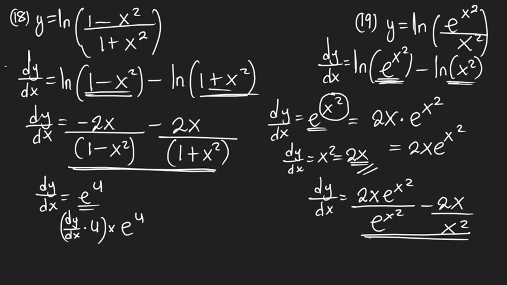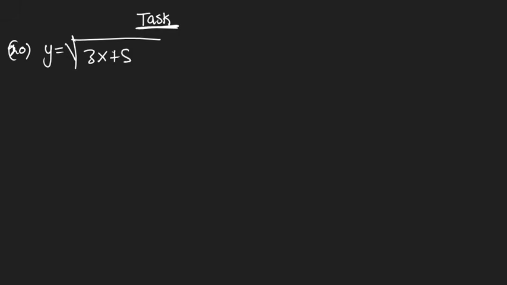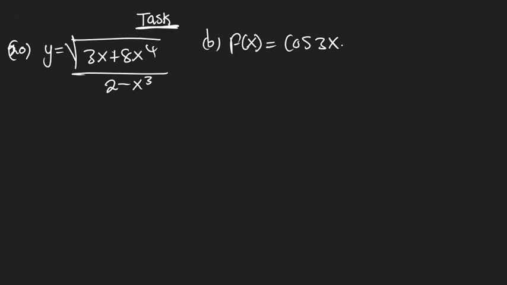This is how you solve these particular questions. Okay, let me just give you some task. I want you to find, which is going to be 20, dy dx of y is equal to 3x plus 8x to the 4 over 2 minus x to the 3. Then an extra, I want you to use first principle to find the derivative of cosine 3x.